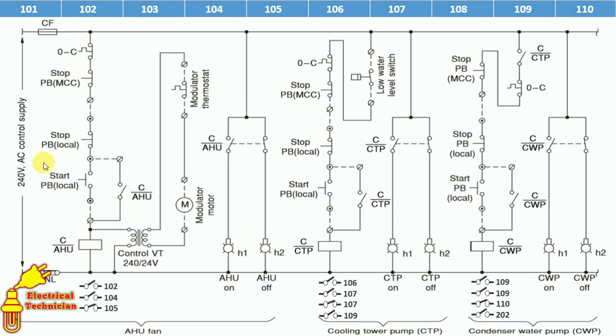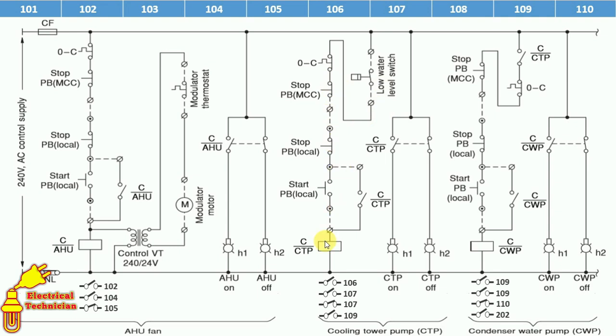Here to turn on and off AHU, dual starter is made. After this, a modulator motor is connected. Controlling of this is done through thermostat. After this, an indication circuit is made here through which we get to know whether AHU is on or not. Friends, the circuit which is made from here to here is for cooling tower pump. To control cooling tower pump, a contactor is connected here. Now how to turn on and off this contactor? For this, control circuit is given here.